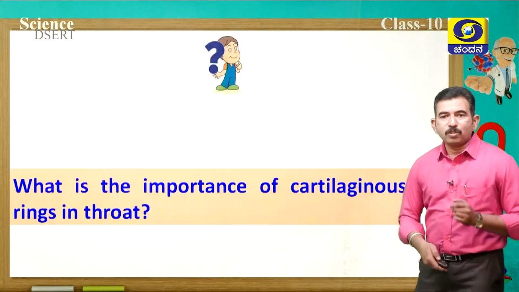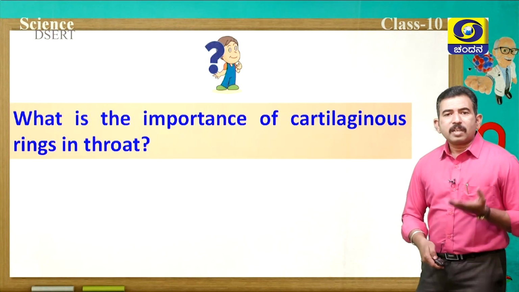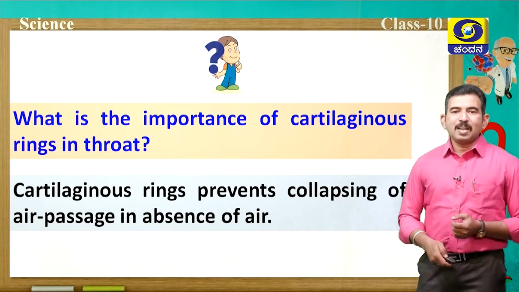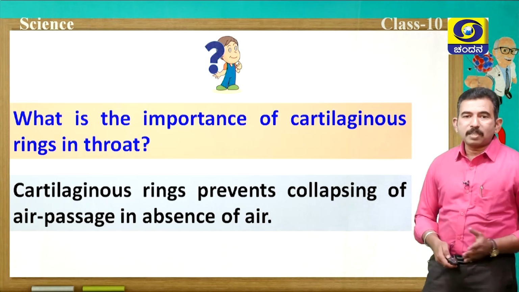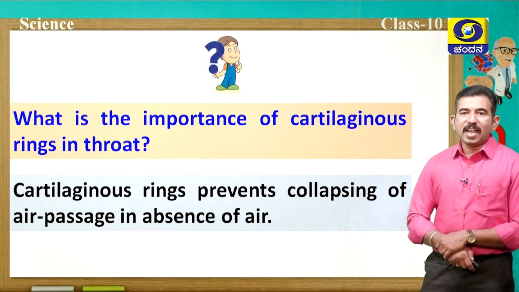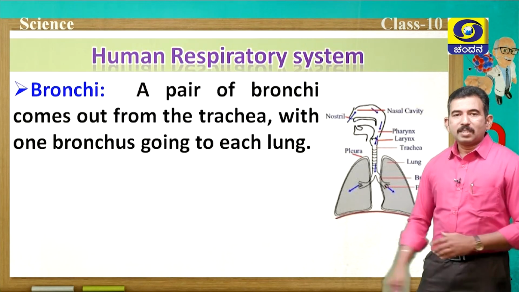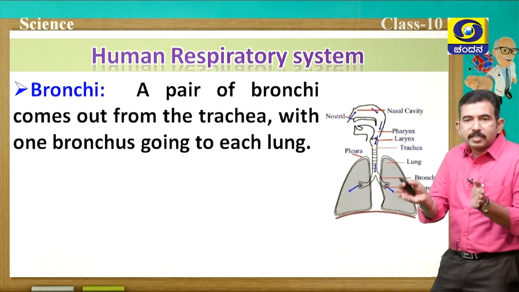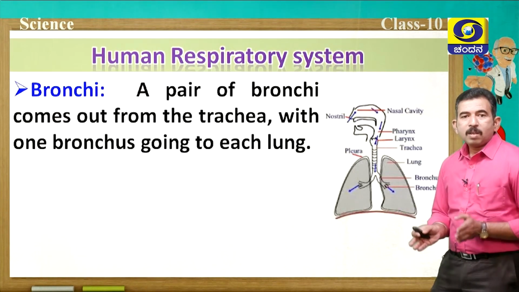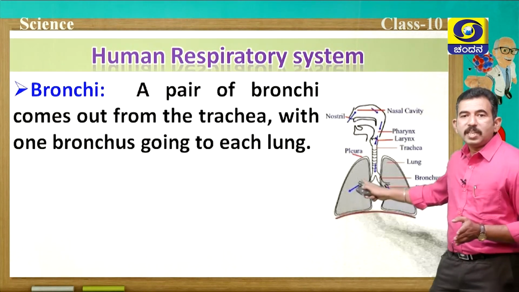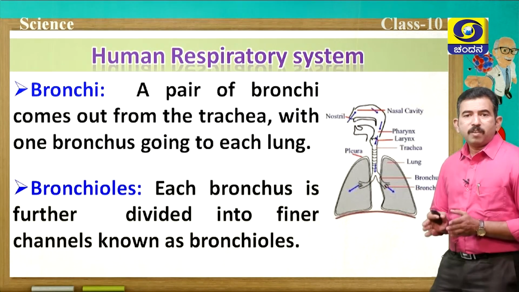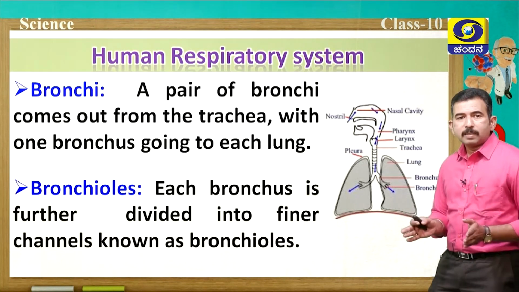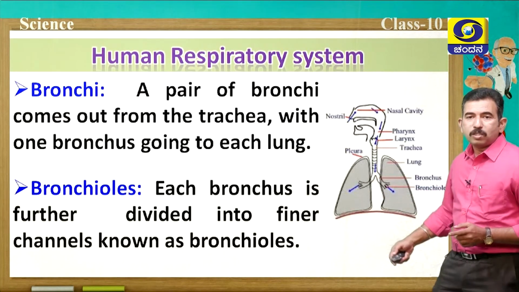Now one question for you students. What is the importance of cartilaginous rings in the throat? You are right. Cartilaginous rings prevent collapsing of the air passage in the absence of air. Next part is bronchi. A pair of bronchi comes out from the trachea. When the trachea divides, it forms a pair of bronchi, and each bronchus goes to each lung. You can see in this picture. Further, each bronchus divides into fine tubes or finer channels, and these are called bronchioles.